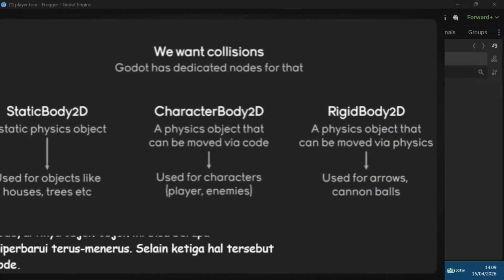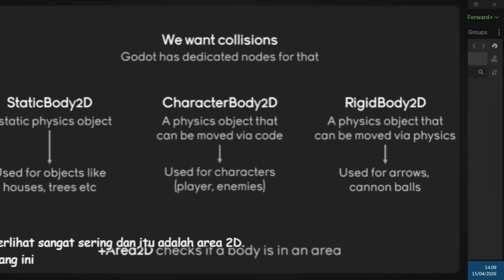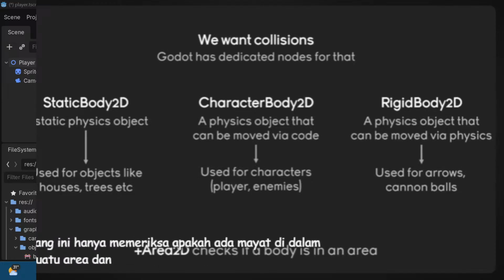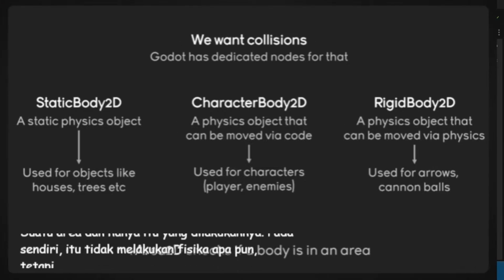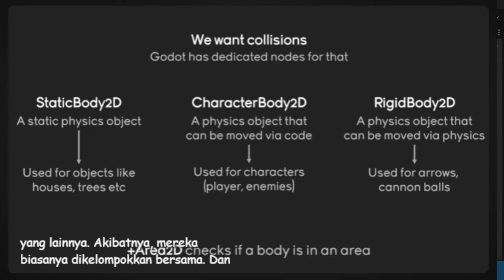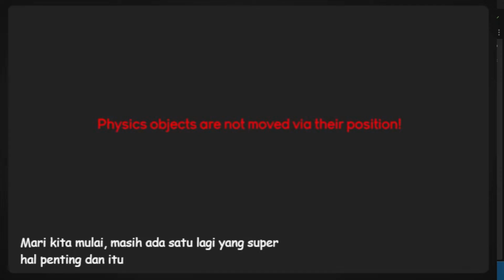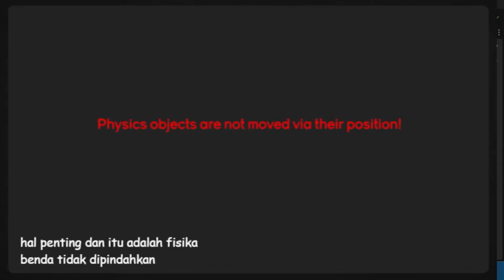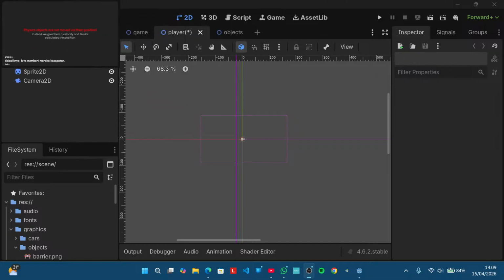Besides these three nodes, there's one more node that you see very often, and that is an area 2D. This one simply checks if a body is in an area, and that's all it does. On its own, it doesn't do any kind of physics, but it works very similar compared to the others. As a consequence, they are usually grouped together. And before we get started, there's one more super important thing, and that is that physics objects are not moved via their position. Instead, we're giving them a velocity, and then Godot calculates the position. Via that system, Godot can account for physics right away.